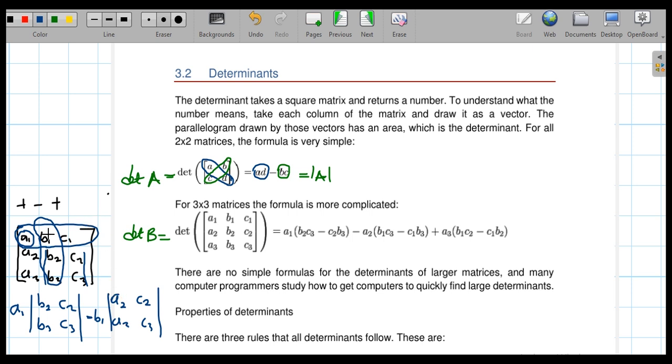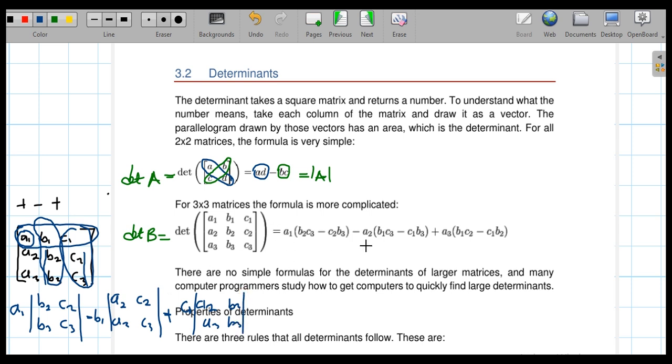So you now go to the last one, C1 here. The sign for C1 is plus, so you now have plus C1. Now this column is cancelled out. So you have A2, then you have B2, then you have A3, and you have B3.